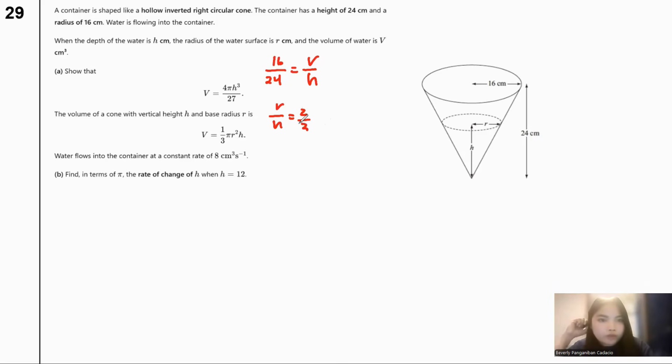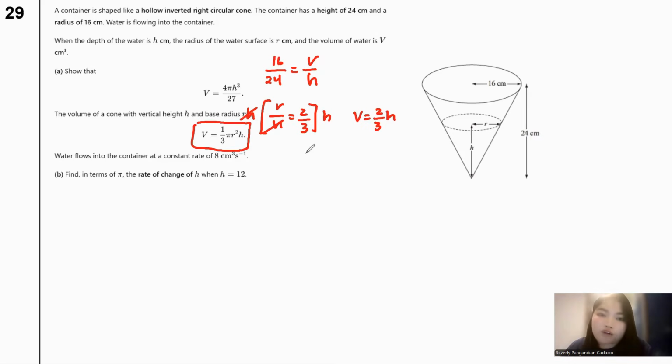And I want you to equate the R, so you can just multiply both sides by H, so you can get the value of your R. Cancel, cancel to the other side. So your R is equal to 2 over 3 H. And you're going to put that in this formula.